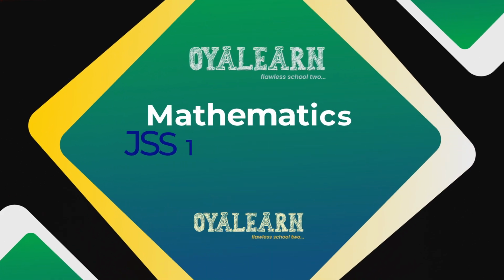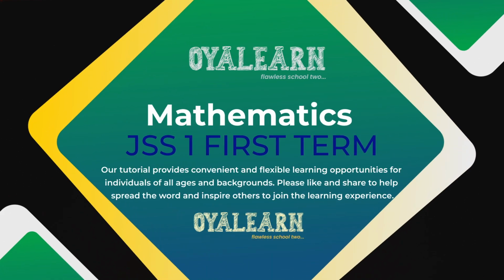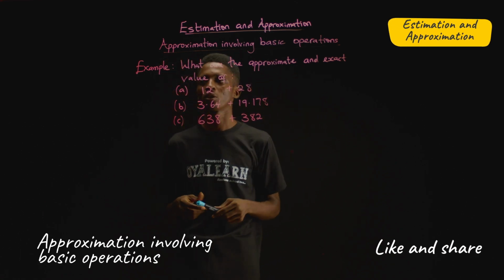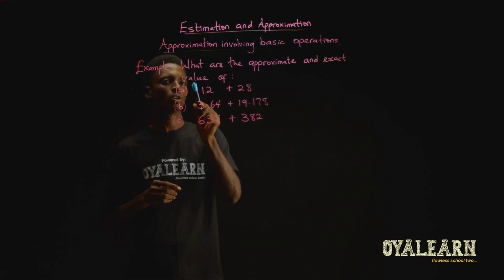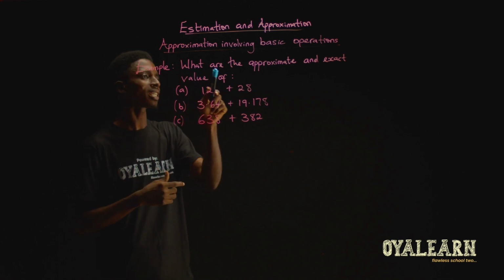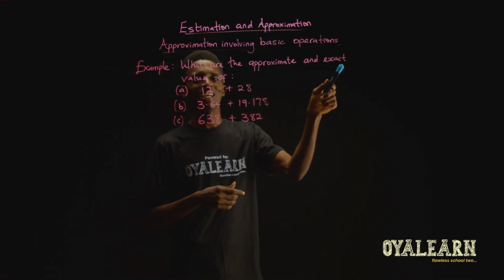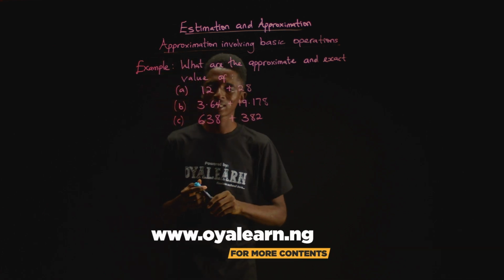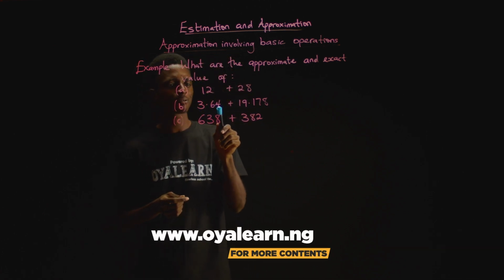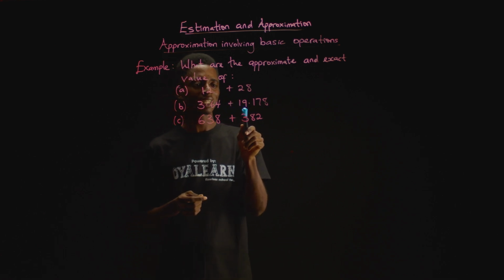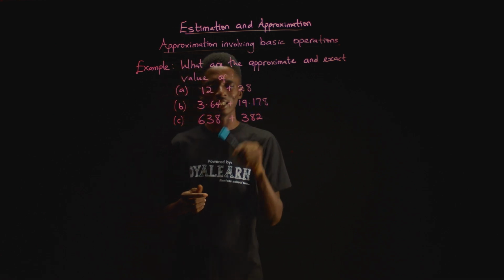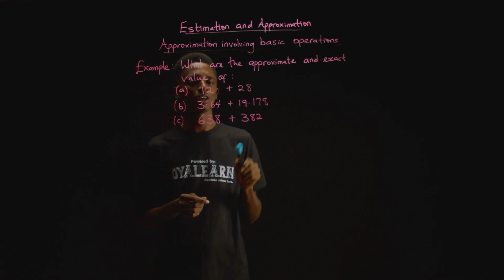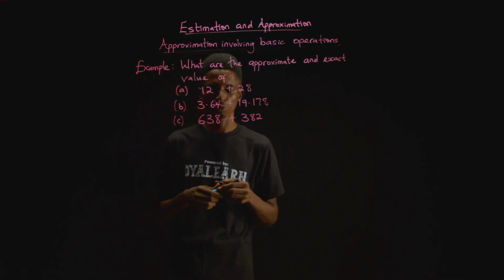Let's learn how to apply approximation to basic operations by looking at approximation involving basic operations. In this example, we are to find the approximate and exact value of 12 plus 28, 3.64 plus 19.178, and then 638 plus 382.